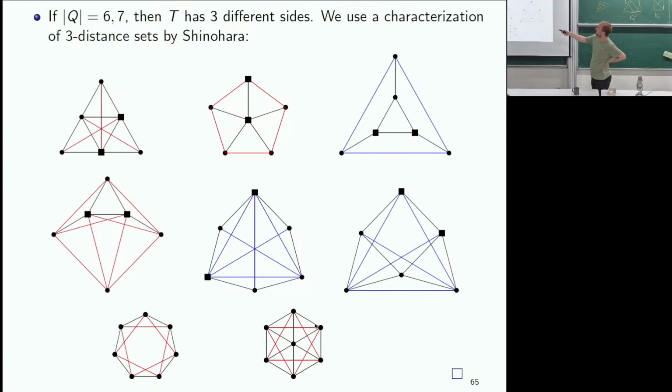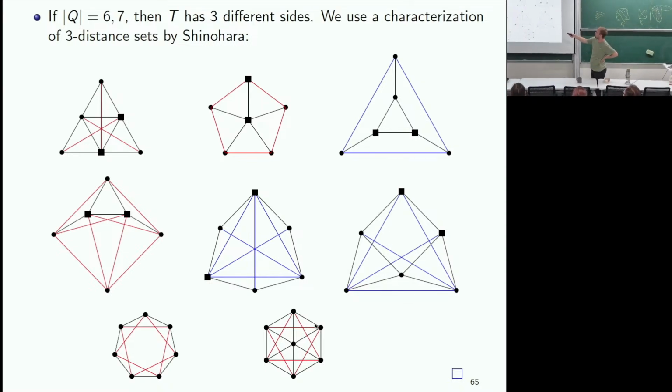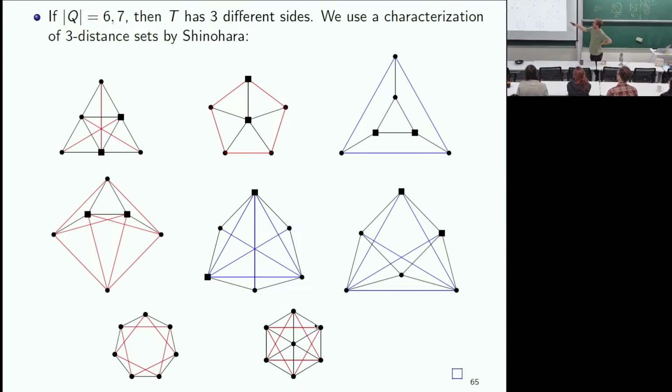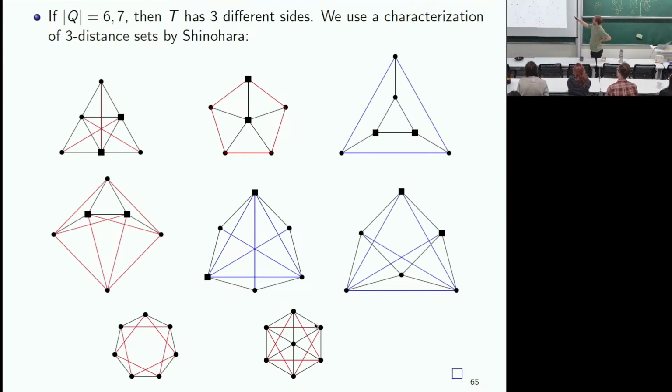I'm not displaying all the distances here. So for example, here, the black edges are of the same distance, the red edges are of the same distance, and the third color is not drawn over here. And for some reason, I decided to draw here blue and not red. Don't ask me why. So the non-existent edge is always the third color.